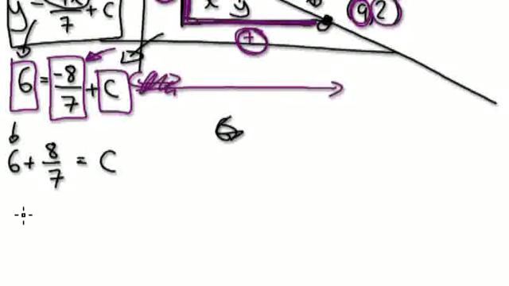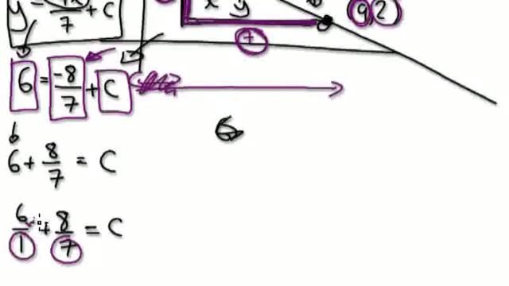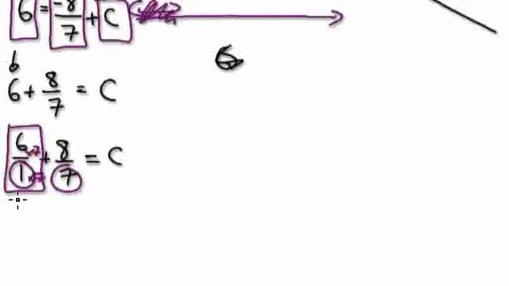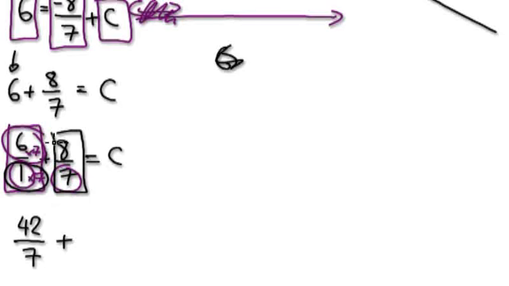So turn this 6 into a fraction. So 6 over 1 plus 8 over 7 equals c. Now, in order for us to add fractions, the two denominators need to be the same. So let's times top and bottom here by 7. This is just a trick. So here, 6 times 7 is 42. 1 times 7 here is 7. Plus, leave this fraction the same. So it would be 42 over 7 plus 8 over 7 equals c.